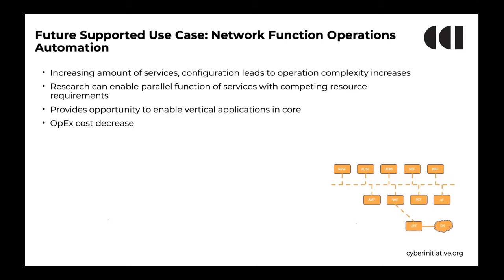With the increase of services supported by 5G, configuration leads to increased operational complexity. Research into operations automation can enable parallel function of services with competing resource requirements. This provides opportunity to enable vertical applications in the core and can potentially decrease operational expenses.